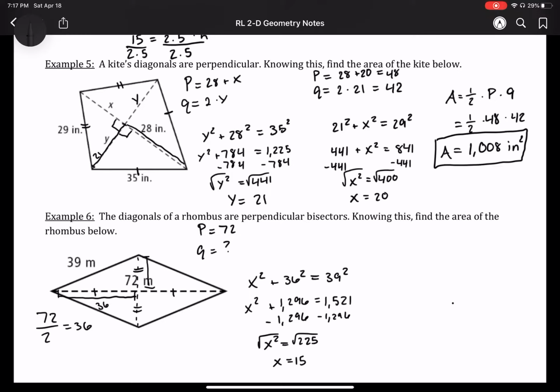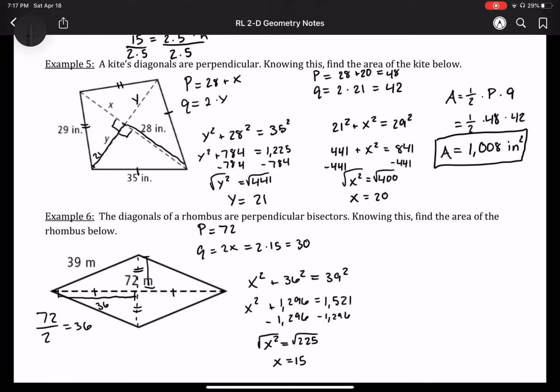Now that I know half of the diagonal, I can multiply that by 2 to find q, because q we didn't know, but we knew that it was 2 times half of the diagonal, so 2x is what we're working with. So when I multiply that out, q happens to be equal to 2 times 15, which is equal to 30, to catch you all up there.